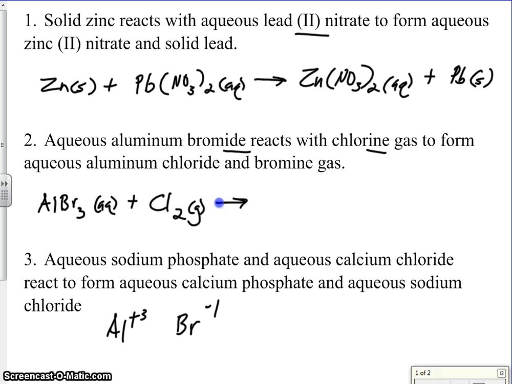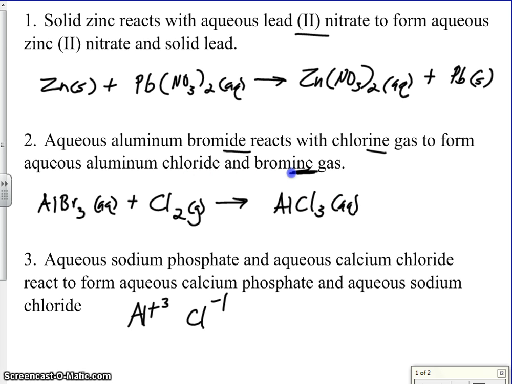It's reacting to form, so arrow, aluminum chloride. Let's go down here and write out aluminum chloride. Aluminum is Al +3, chloride is Cl -1, cross and swap, aluminum chloride is AlCl3, and that is aqueous. And again, bromine, notice the -ine, and bromine also is a diatomic, just like chlorine, so we do Br2, and gas, which technically, that's fine.